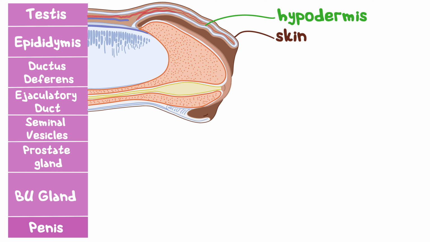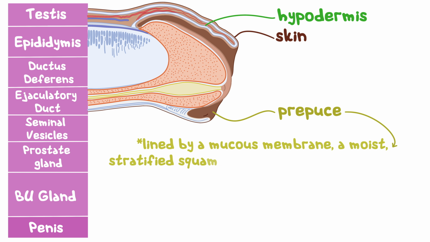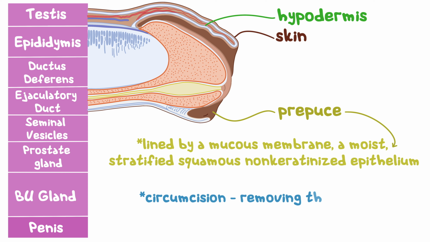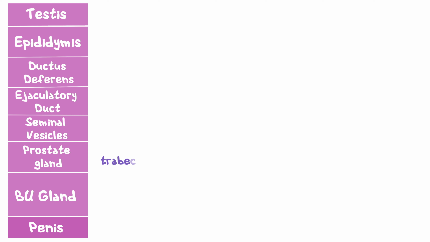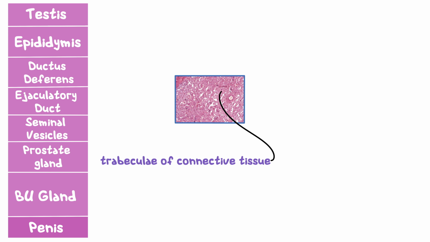Skin continues distal to the glans penis to form a retractable sheath, the prepuce, which is lined by mucous membrane and moist stratified squamous non-keratinized epithelium. When an individual is circumcised, it is the prepuce that is removed. Erectile tissue of the penis contains numerous variably shaped, endothelially lined spaces that are separated from one another by trabeculae of connective tissue and smooth muscle cells.